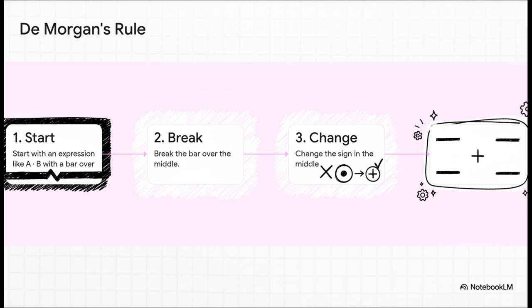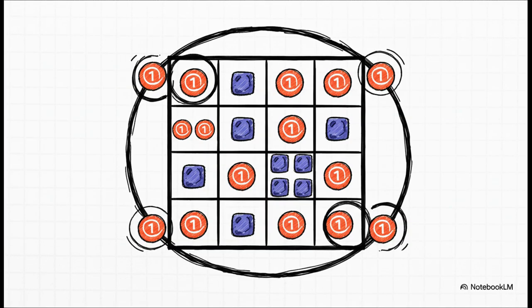A dot for AND becomes a plus for OR. And poof, you just made the logic simpler. All right, next up, the K-map. Please do not think of this as math. Think of it as Candy Crush for digital logic. Seriously, your only goal is to find the biggest groups of ones you can.